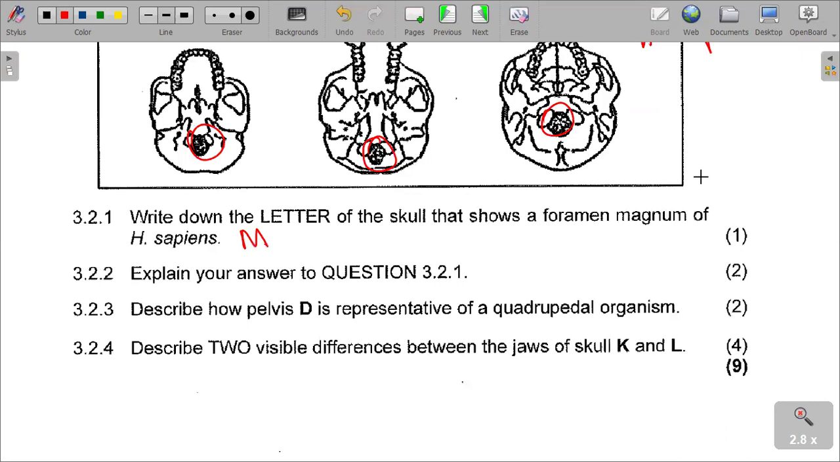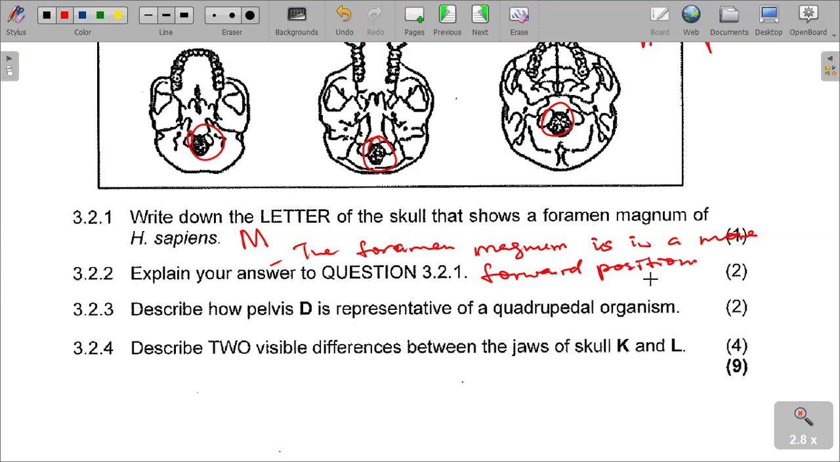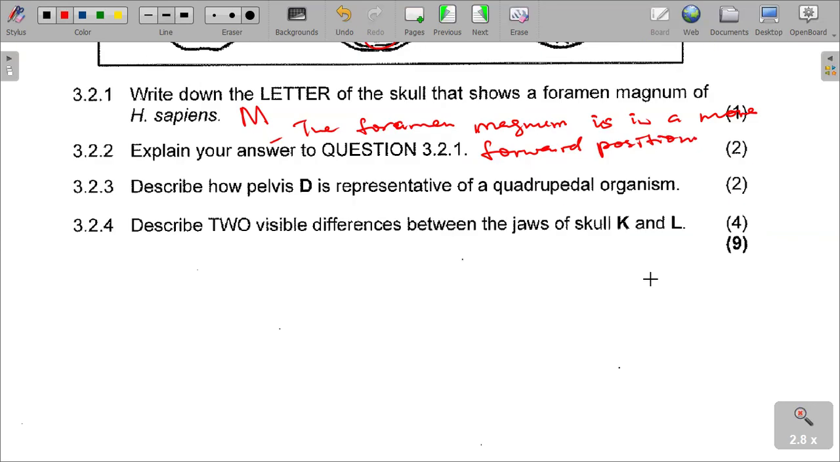And then explain your answer. In this case, the foramen magnum is in a more forward position.